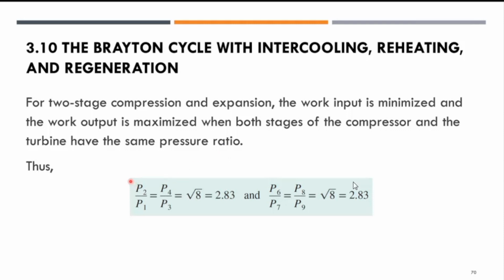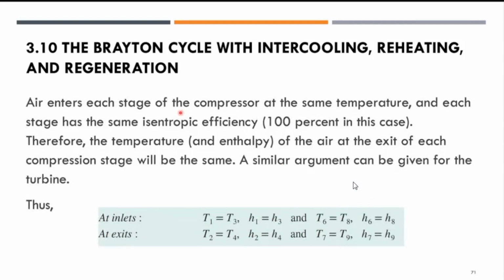So we can then use the value to get the pressure ratio of 2 to 1 and 4 to 3 to become 2.83, and same goes here, pressure ratio of stations 6, 7 and 8, 9 to become 2.83 as well. Right. The air enters each stage of the compressor at the same temperature and isentropic efficiency is 100% in this case. Therefore, the temperature as well as the enthalpy of the air at each of the compression stages will be the same. A similar argument can be given for the turbine as well.